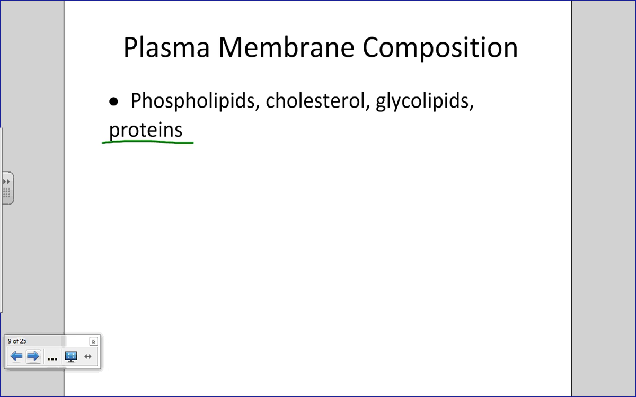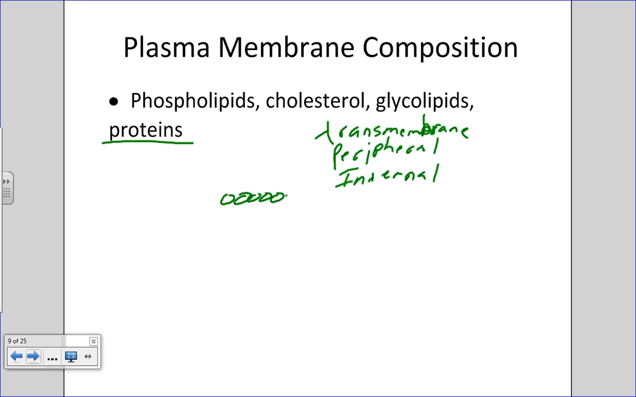One of those, some of the other parts of a plasma membrane, are proteins. You've got proteins that are what are called transmembrane proteins. Membrane, not prane. You've got proteins that are called peripheral proteins. Then you do have some internal proteins as well within the plasma membrane. So if we doodle this out here, pardon me if my art is a little messy, I'm by no means an artist.